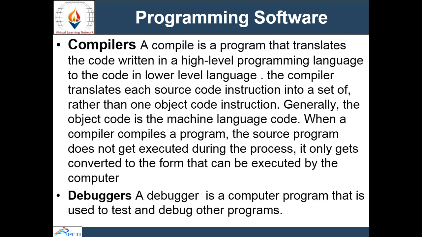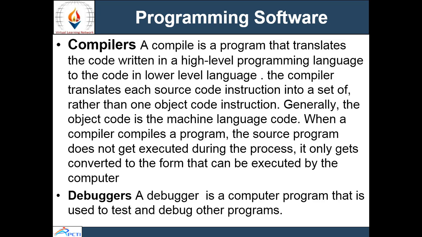A compiler is a program that translates the code written in a high level programming language to the code in a low level language. The compiler translates each source code instruction into a set of one or more object code instructions. Generally, the object code is the machine language code. When a compiler compiles a program, the source program does not get executed during the process. It only gets converted to the form that can be executed by the computer.